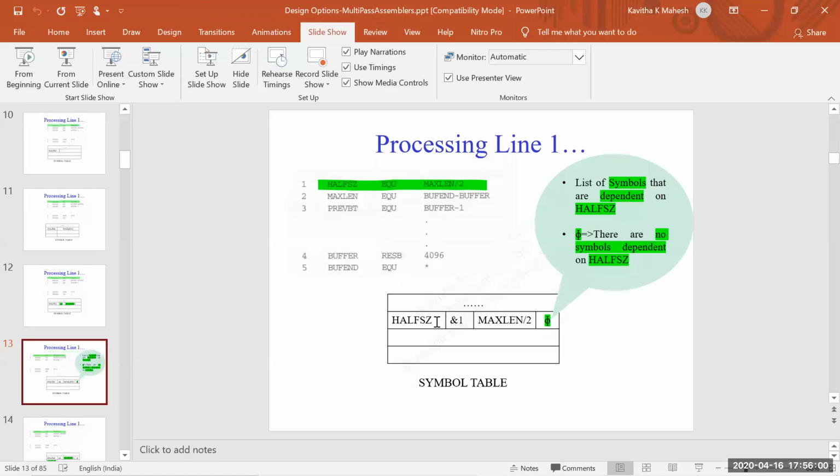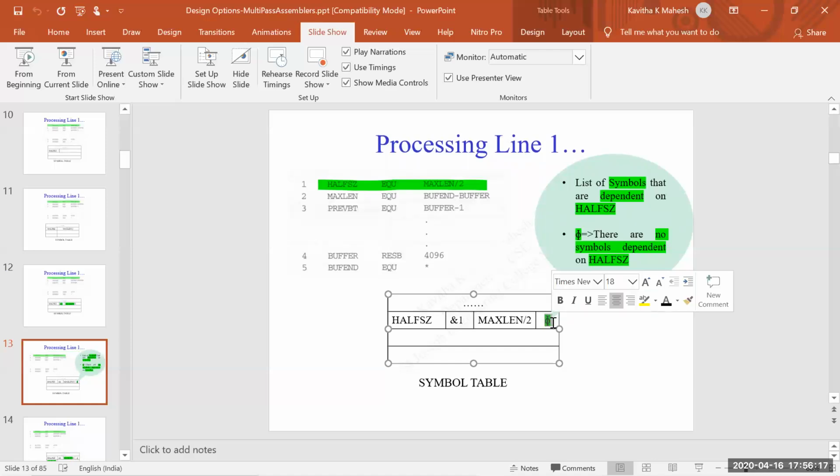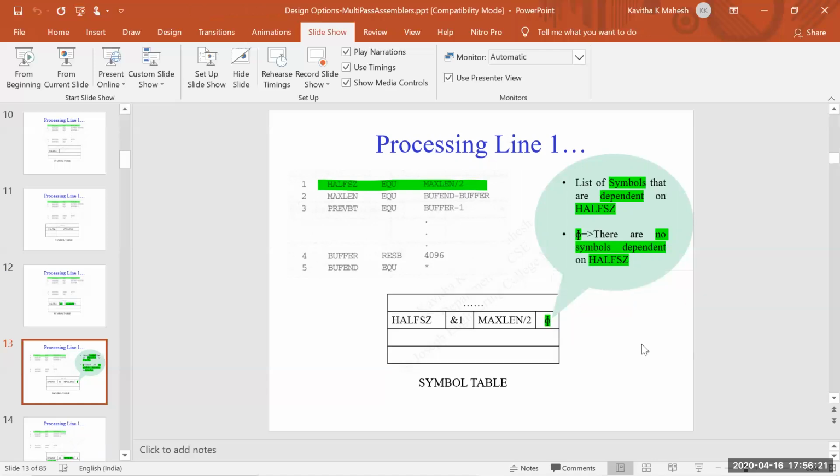I show it in the next slide. So we have entered the symbol name. We have maintained information as to how many symbols in the defining expression are unknown. We have kept the defining expression for offset, and the last column indicates null, indicating that there are no symbols that are dependent on offset. Okay, so that is all with regard to the processing of line number 1.